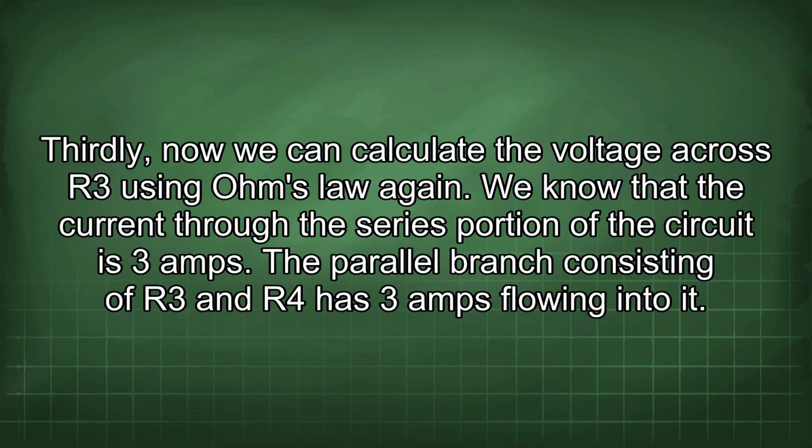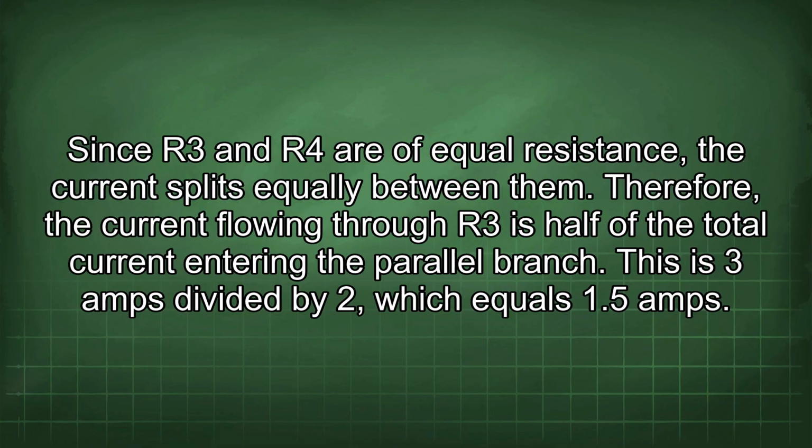Thirdly, now we can calculate the voltage across R3 using Ohm's law again. We know that the current through the series portion of the circuit is 3 amps. The parallel branch consisting of R3 and R4 has 3 amps flowing into it. Since R3 and R4 are of equal resistance, the current splits equally between them. Therefore, the current flowing through R3 is half of the total current entering the parallel branch. This is 3 amps divided by 2, which equals 1.5 amps.